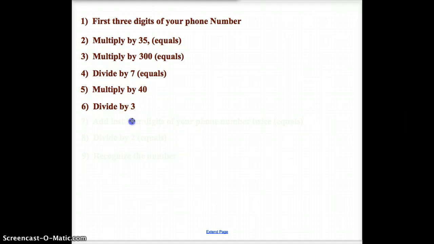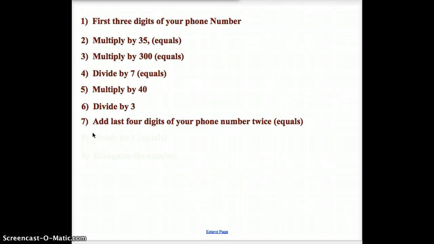Your 7th step, I want you to add the last 4 digits of your phone number. So, for example, remember my example was 888-1111. At this point, I would add 1111, but I would add it twice. So make sure you do that. Hit equals. Oh, I see I'm not lazy anymore, I put the equals button on there again. Your next step is to divide by 2. Hit equals. I know, it's a lengthy process, isn't it?